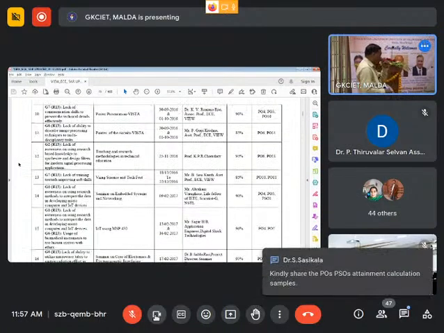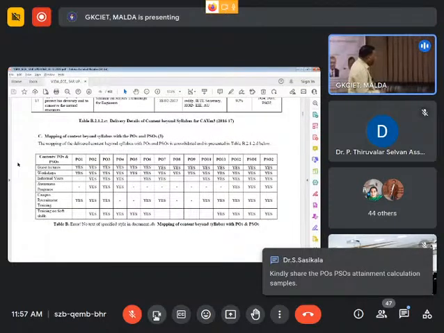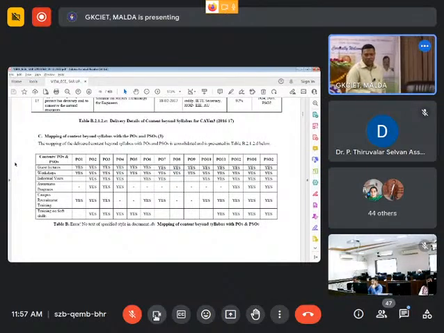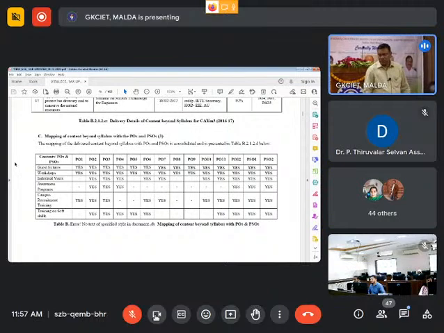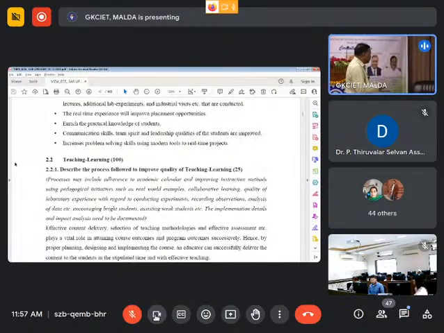Scroll. Next. Yeah, just hold it. Again, a mapping of the content beyond syllabus. So this is again a matrix which you have to prepare. Teaching learning. Scroll.